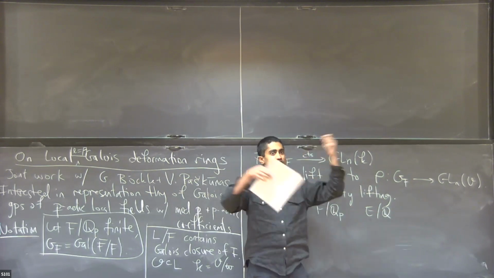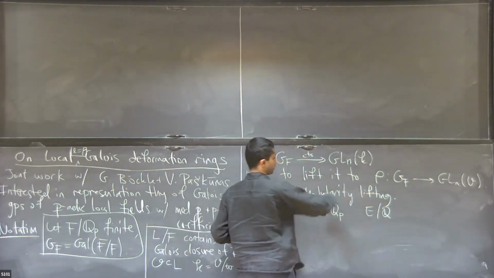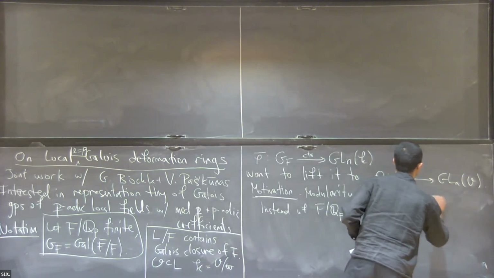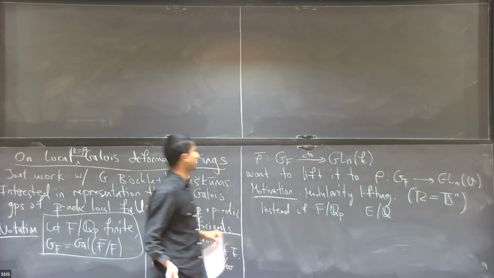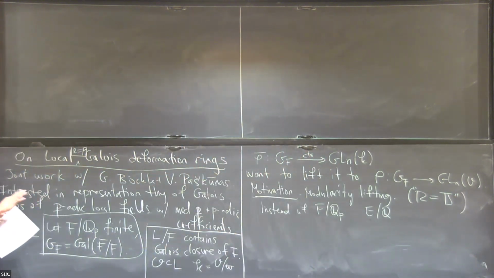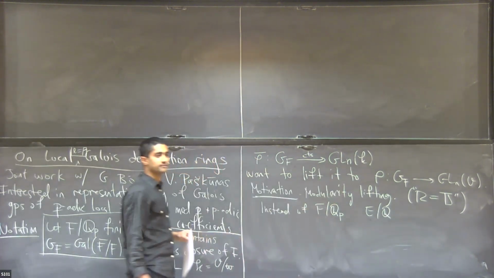And then you want to show that every single lift comes from an automorphic form. So this is the content of what is usually called a modularity lifting, or sometimes an R equals T theorem. Okay. So this is kind of why you'd be interested in these things. And our hope eventually is that our results will have some kind of bearing on theorems in this direction.